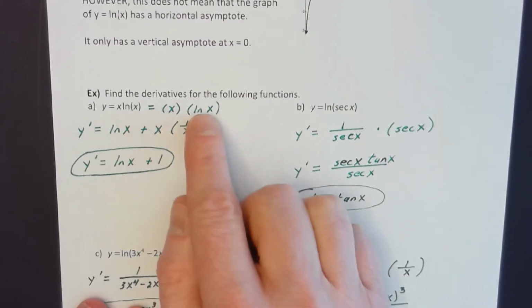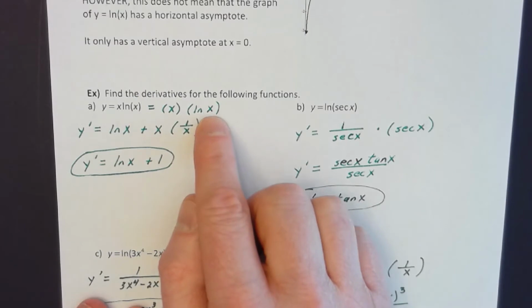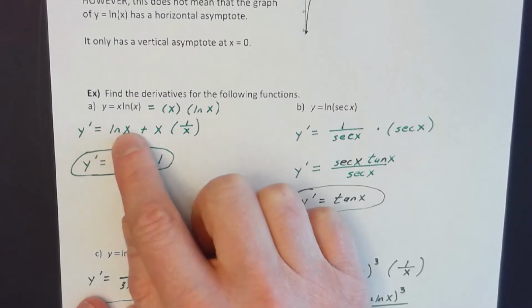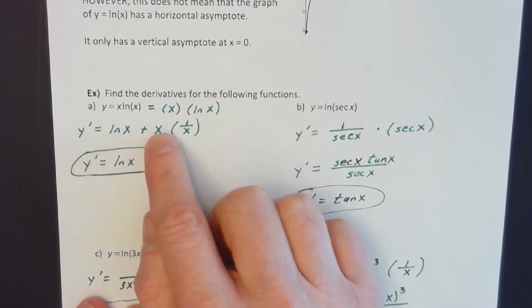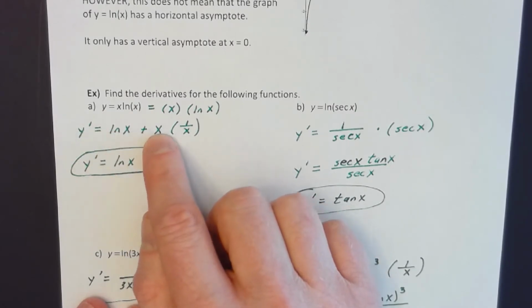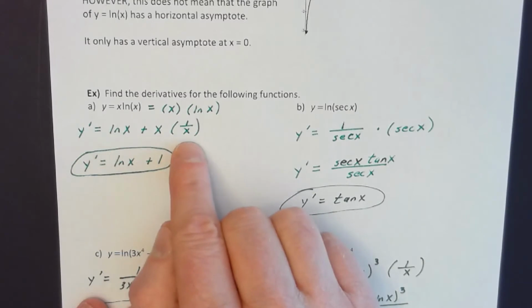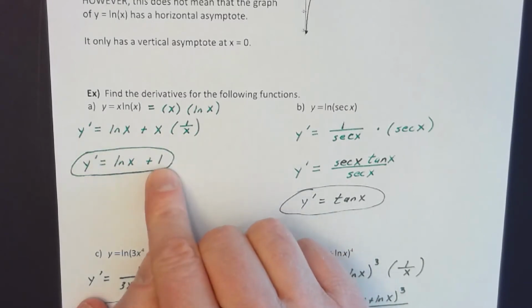I wanted to make sure you saw that it was a product, so I put the two parentheses beside each other. Product rule says, well, derivative of the first, derivative of x is 1, times the second, natural log of x, plus the first, x, times the derivative of the natural log of x, 1 over x. So this is going to give me natural log of x plus 1 there.